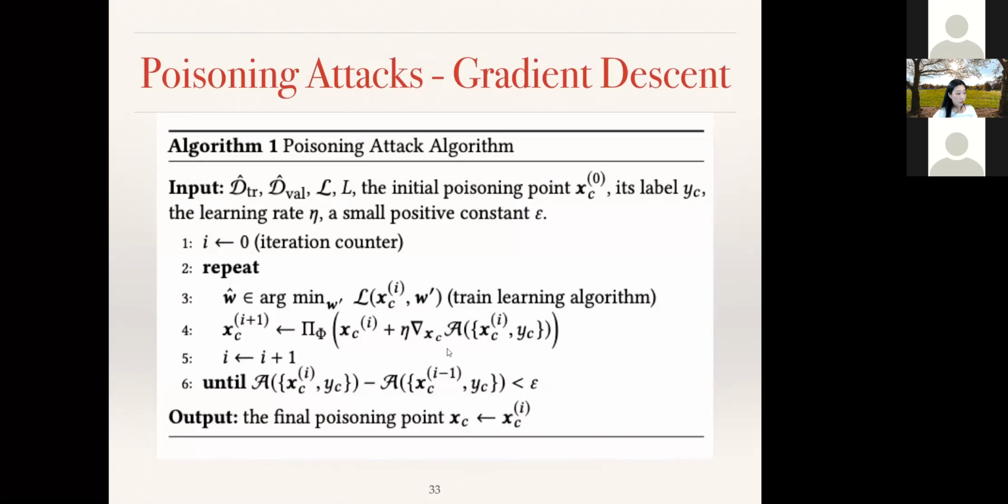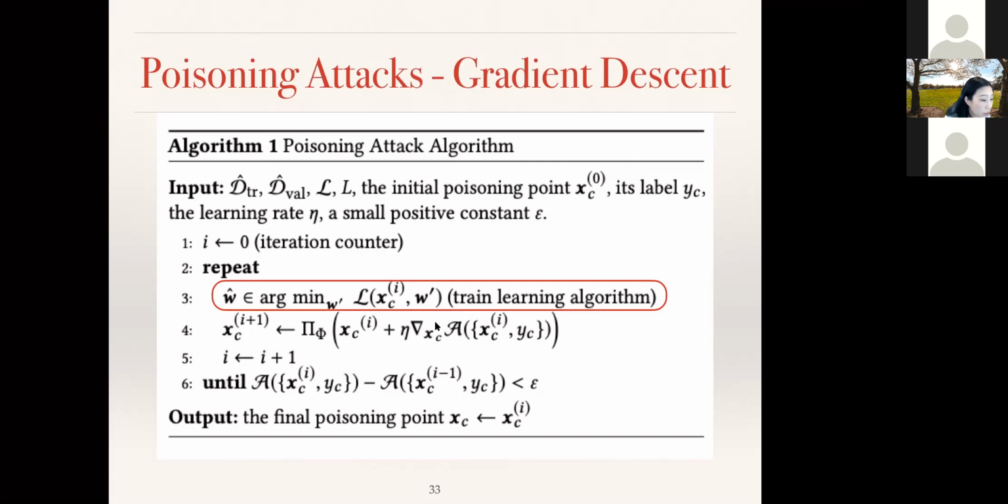Once the update reaches some convergence region, where convergence is evaluated based on the difference between the attack objective function values being smaller than this threshold, then you would output the final poisoning point, XC. Okay, so this is the gradient ascent. And the most interesting thing is how you evaluate this gradient here.